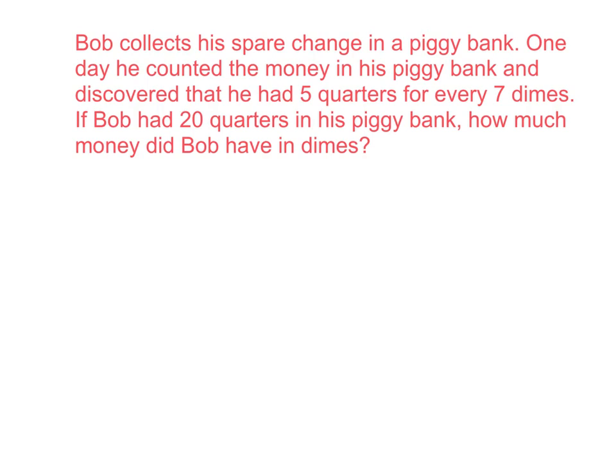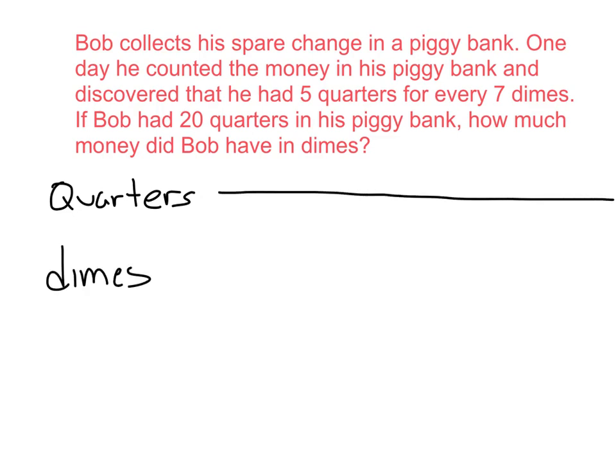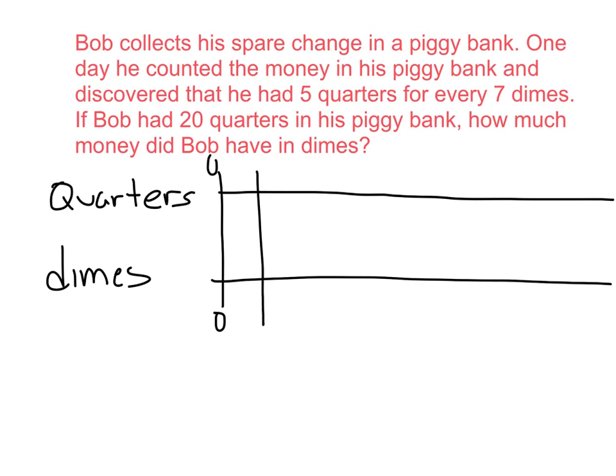And I'm going to check back to my original ratio, and I'm talking about quarters and dimes. I'm going to make a number line for quarters and a number line for dimes. And we're going to start with 0 and 0. My next one is the ratio that it gave us. 5 quarters for every 7 dimes.